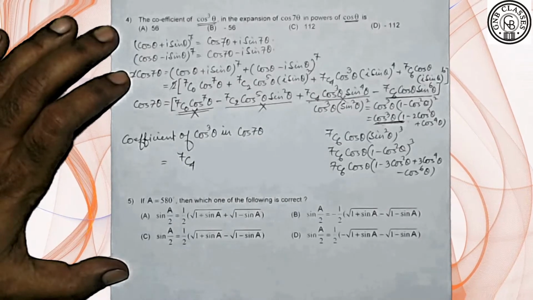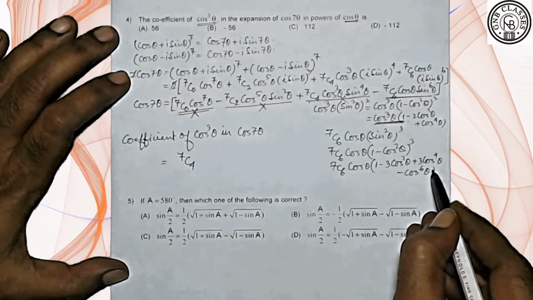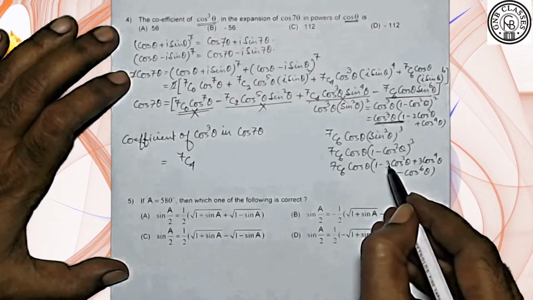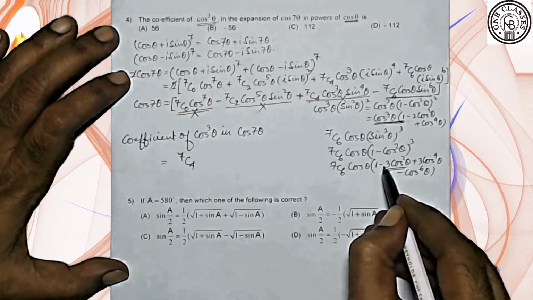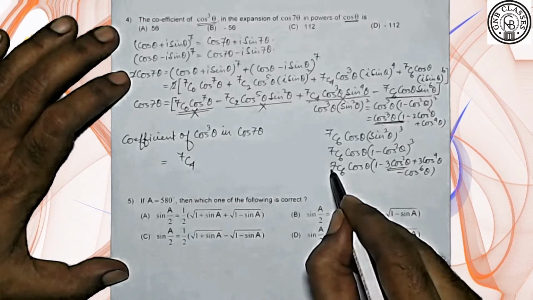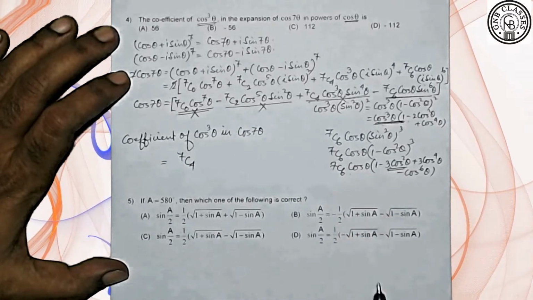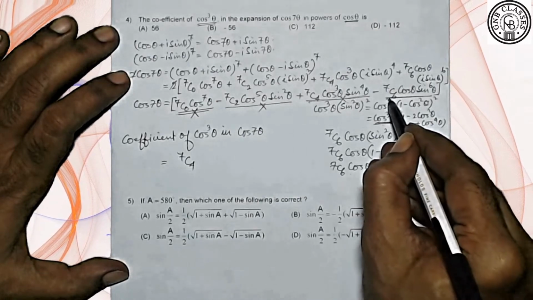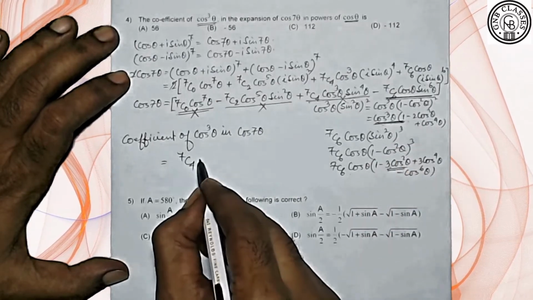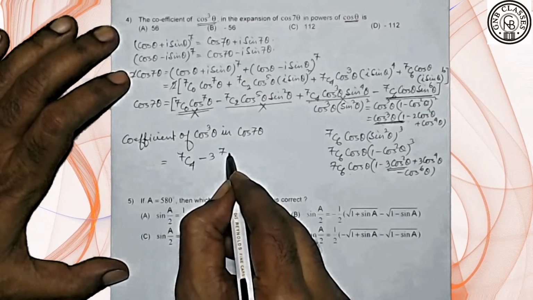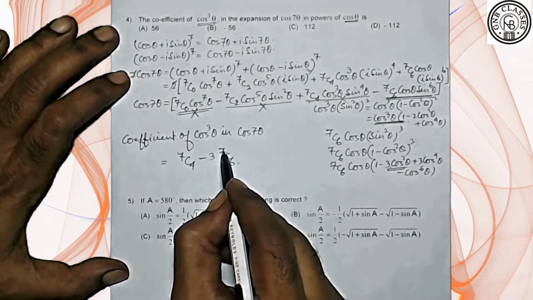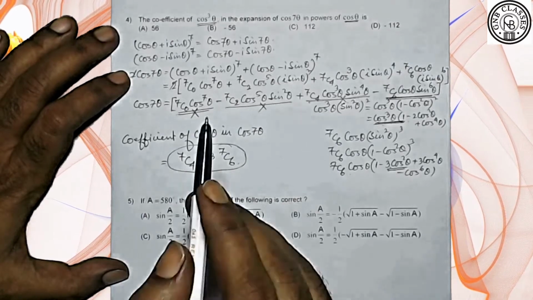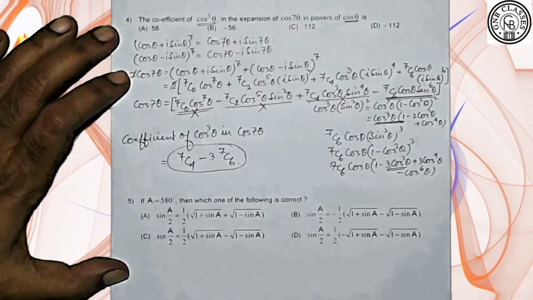Is it okay? Now from here we are going to have the coefficient of cos cube theta only from this term, and that will be minus 3 times 7c6. Therefore the coefficient of cos cube theta from this term will be nothing but minus 3 7c6. Is it clear? And that is the only other coefficient of cos cube theta in the expansion of cos 7 theta. Is it okay?